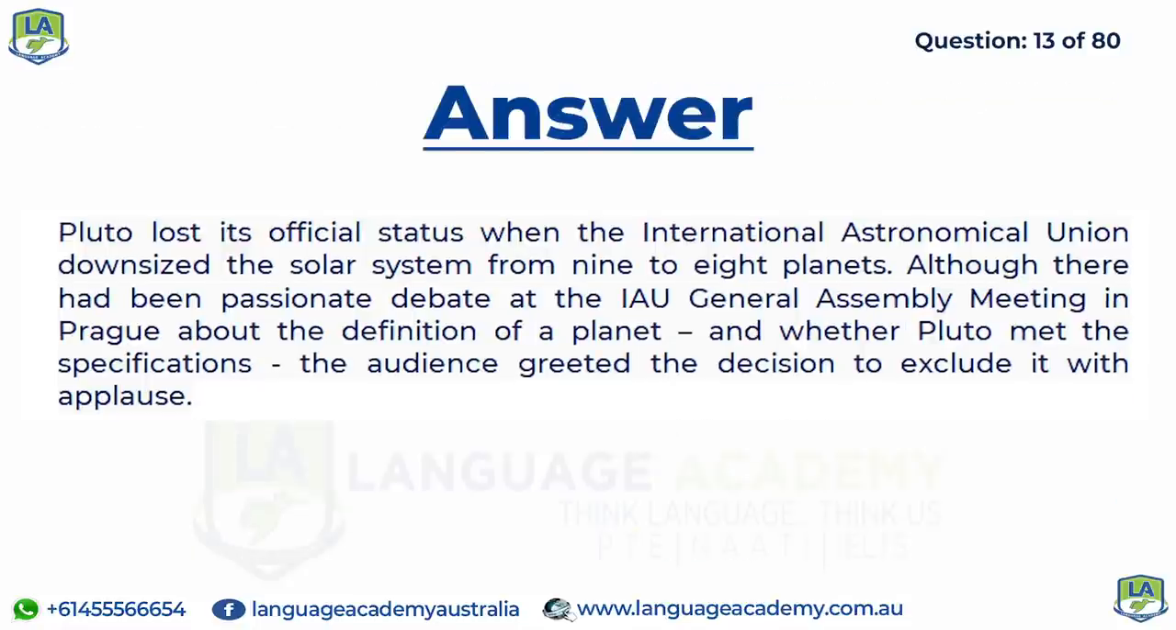Pluto lost its official status when the International Astronomical Union downsized the solar system from 9 to 8 planets. Although there had been passionate debate at the IAU General Assembly meeting in Prague about the definition of a planet and whether Pluto met the specifications, the audience greeted the decision to exclude it with applause.